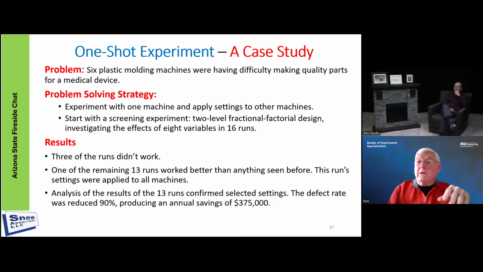So that was pretty significant, getting $375,000. Let's get the number right. Now, why did all of this work? Well, the nice thing about screening designs, as with factorials and fractional factorials, is that you have a good sampling of the experimental region. And I think that's the reason this one worked.